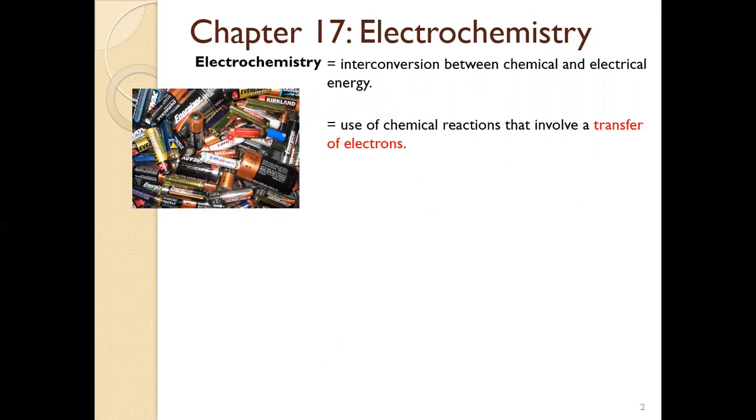In order to produce electrical energy from chemical energy, we have to use spontaneous chemical reactions that involve a transfer of electrons. And these chemical reactions that involve a transfer of electrons are redox reactions. So essentially, electrochemistry is one of the many applications of those oxidation reduction reactions, those redox reactions that were probably first introduced to you in Chemistry 1.